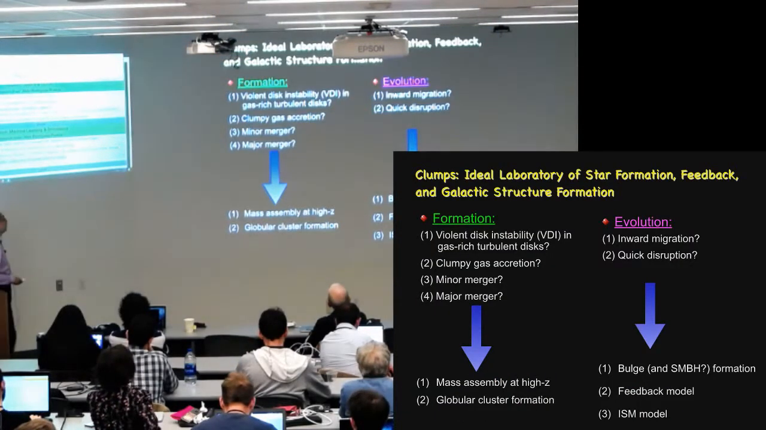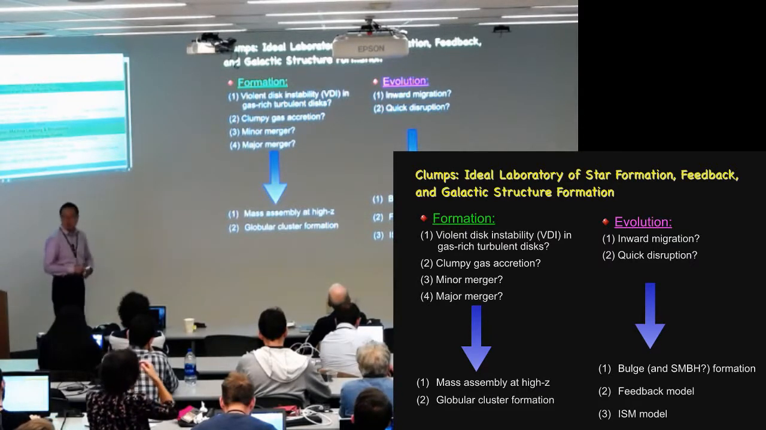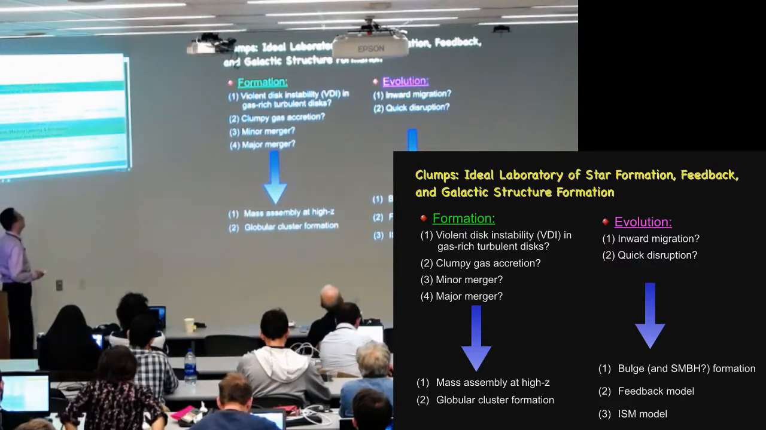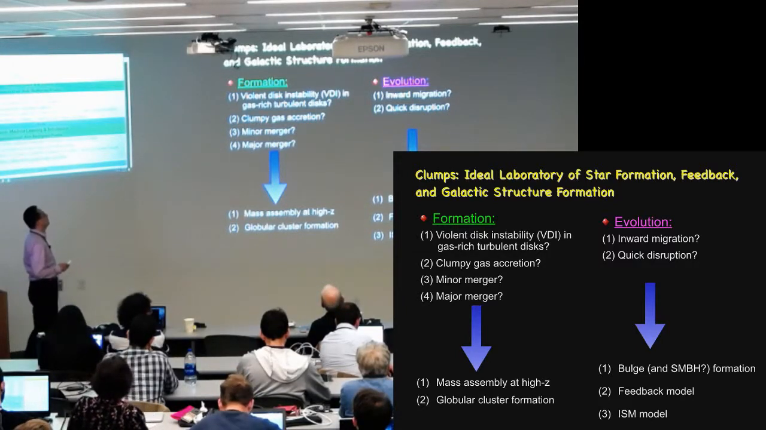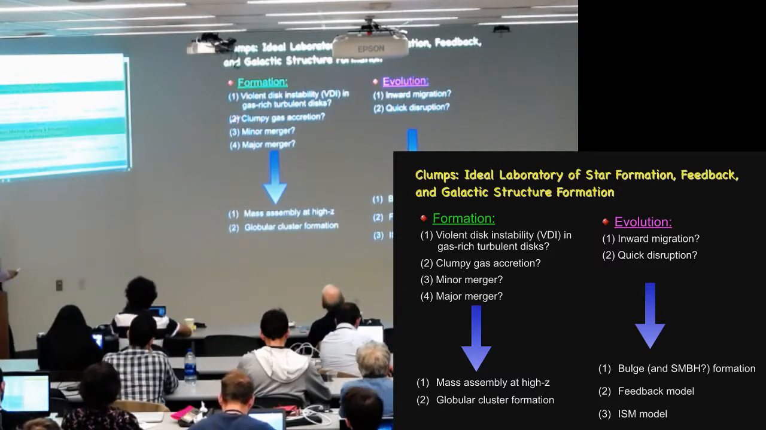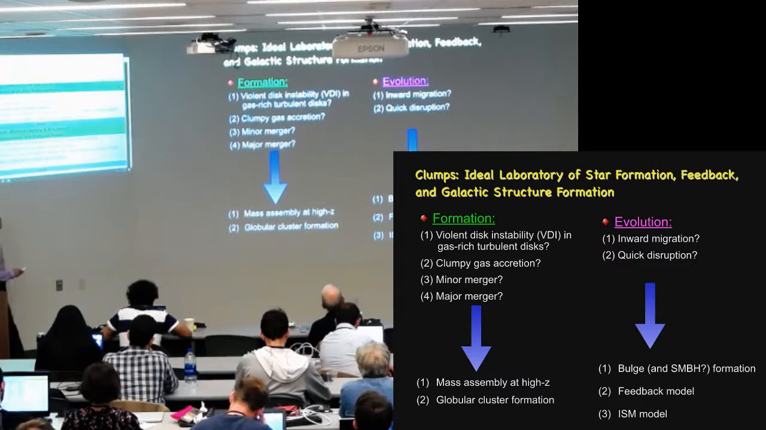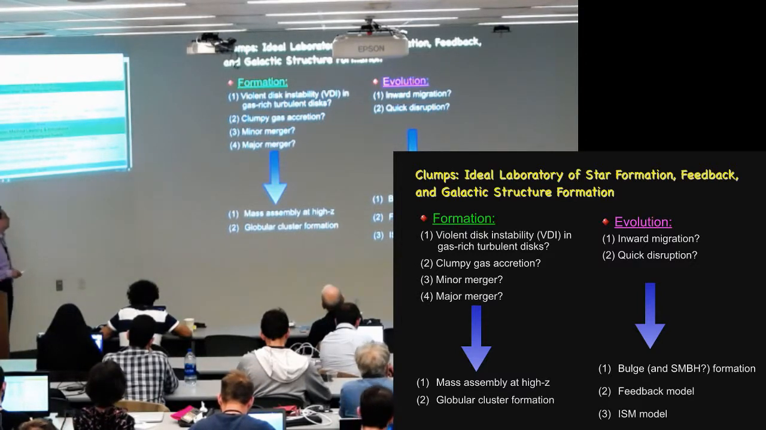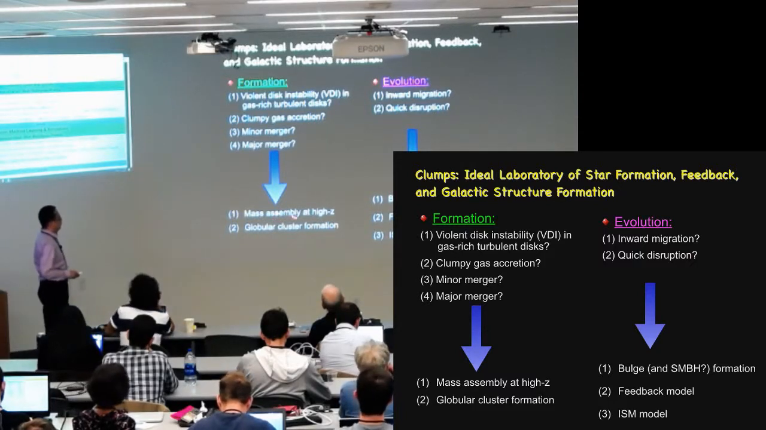OK, so why do we care about clumps? Because clumps are an ideal lab to test our knowledge of star formation, feedback, and galactic structure formation. So we want to know what the formation mechanisms of clumps are. Are they due to violent disk instability, or is the gas accretion itself clumpy, or minor merger, major merger? That can tell us the mass assembly mode at high redshift.